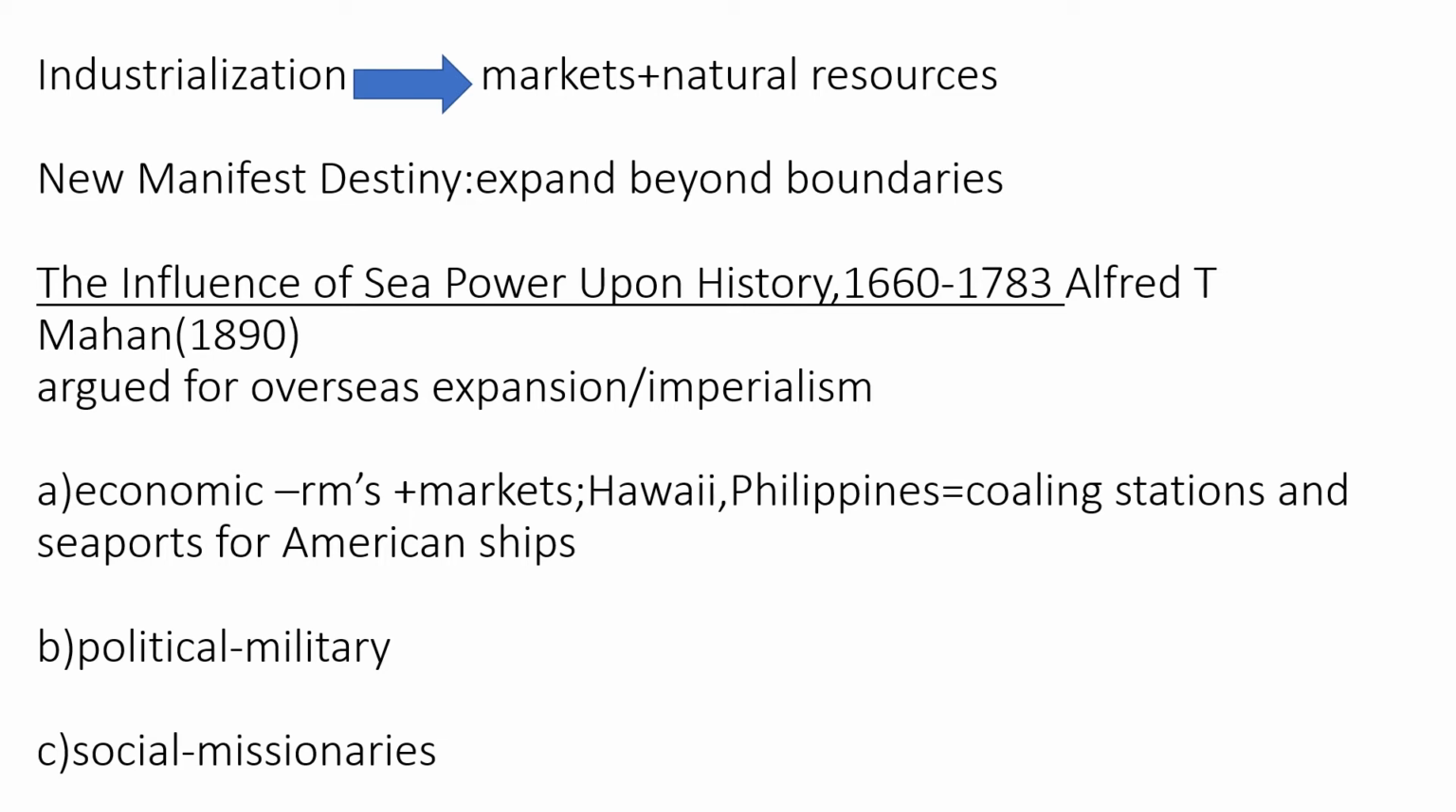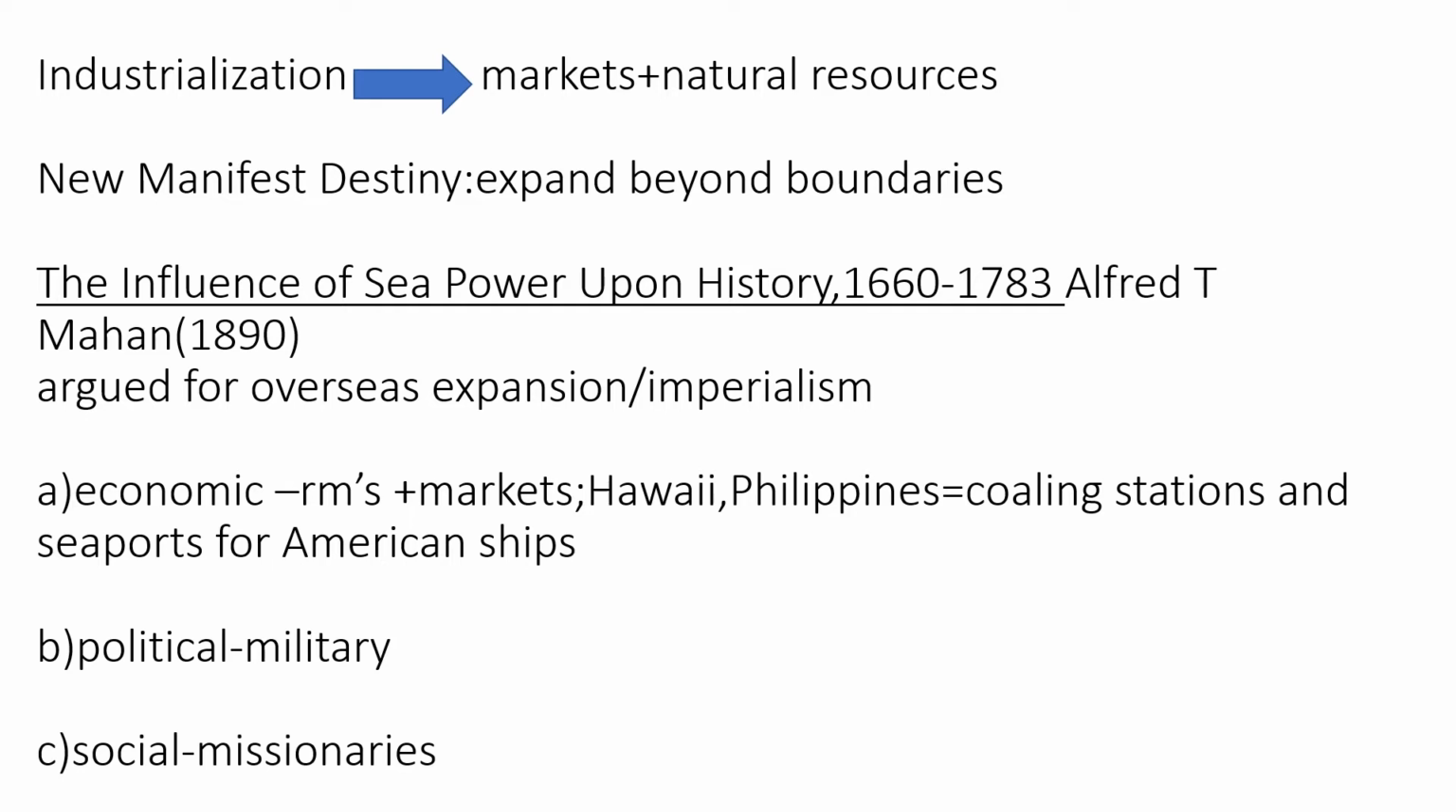Economically, the need for raw materials to feed the industrialists and the need for markets drove the forces of imperialism. Hawaii and the Philippines provided coaling stations for steamships and seaports for American ships engaged in the massive trade across the Pacific. Politically, military bases defended American interests and warned off other great powers.